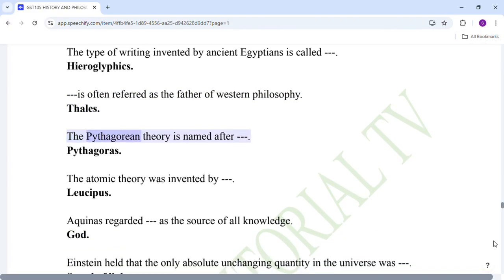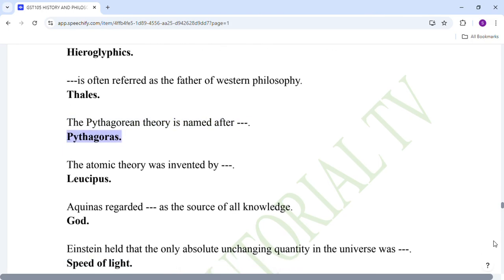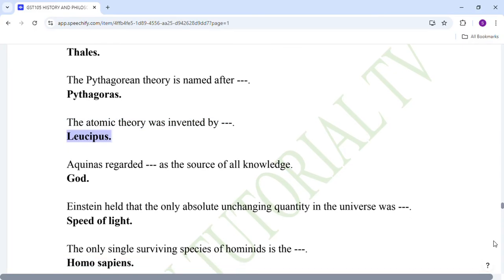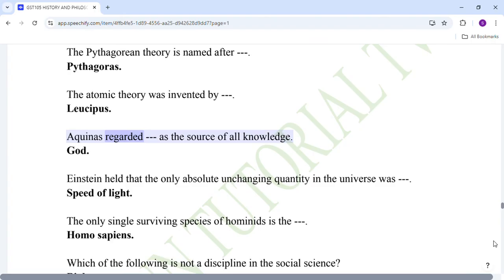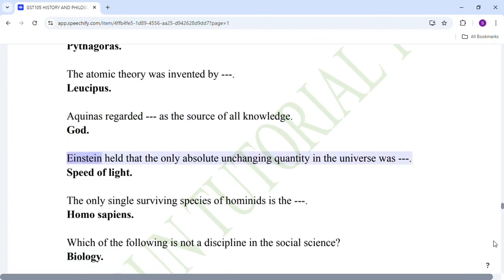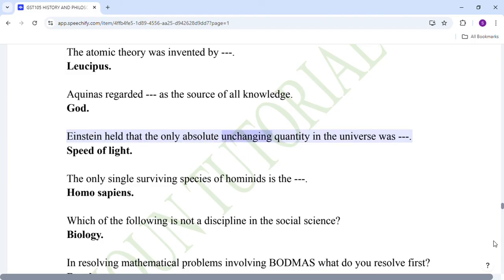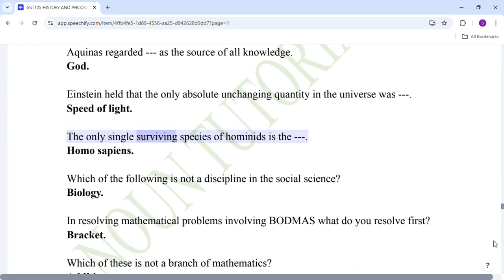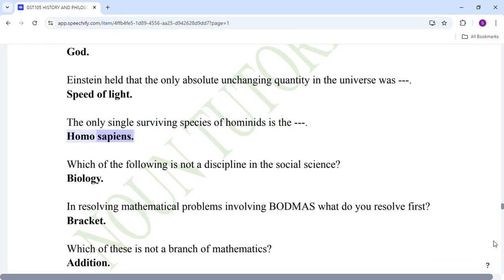The Pythagorean theorem is named after Pythagoras. The atomic theory was invented by Leucippus. Aquinas regarded God as the source of all knowledge. Einstein held that the only absolute unchanging quantity in the universe was the speed of light. The only single surviving species of hominids is Homo sapiens.